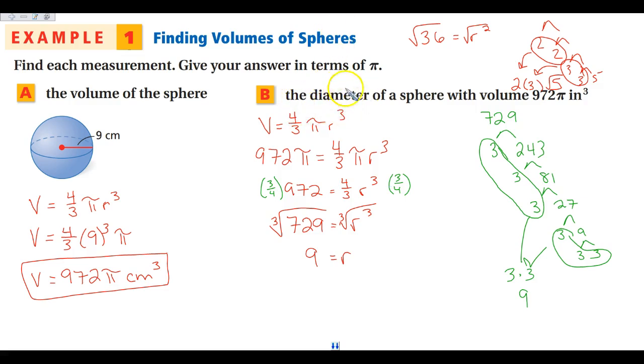Now, I'm still not done because I want the diameter. So the diameter is 2 times my radius, so diameter is 18 inches. Inches is a length, diameter is a length, so there's no squared or cubed here.